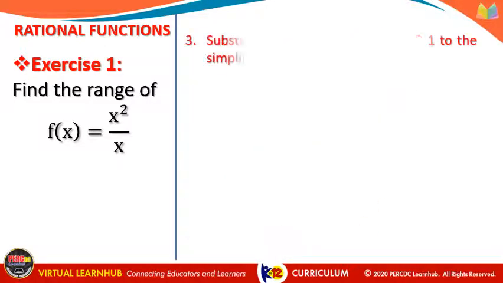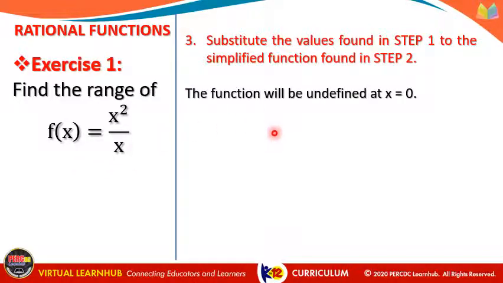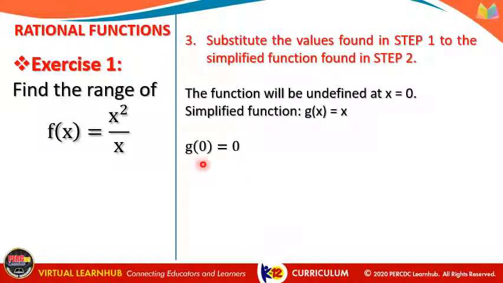Step 3, substitute the values found in step 1 to the simplified function found in step 2. Ano ulit ang ginawa natin sa step 1? Hinanap natin yung x na magpapa-0 sa denominator at nalaman natin na ang magpapa-0 sa denominator is x equals 0. Yung simplified function naman na nakuha natin is simply x. Yung x na ito, isa-substitute mo dito. So, if g of x is equal to x and x is 0, what's the value of g of x? Of course, that is simply 0.